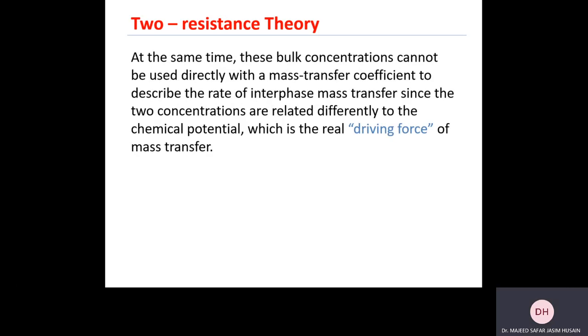At the same time, these bulk concentrations cannot be used directly with a mass transfer coefficient to describe the rate of interface mass transfer, since the two concentrations are related differently to the chemical potential, which is the real driving force of mass transfer. So we cannot combine them directly. We cannot say, oh, the concentration of the ammonia in the gas and the concentration of ammonia in liquid. These are two different things, liquid and gas. You cannot do that. You have to do something else. So how did they manage to mathematically find a solution to this problem?